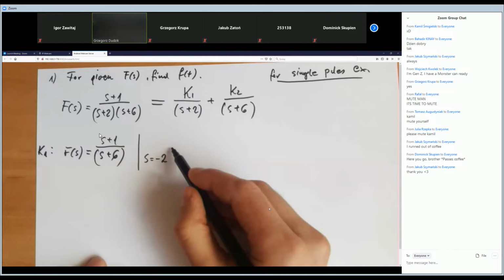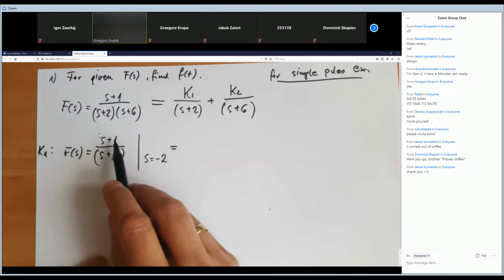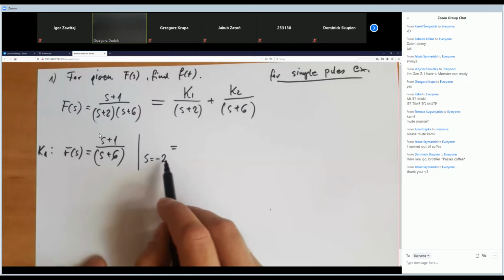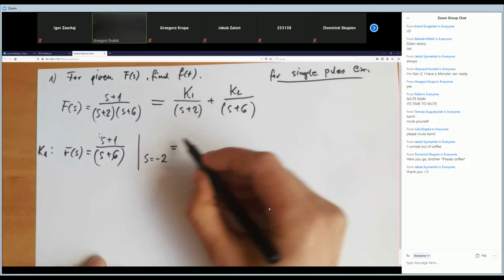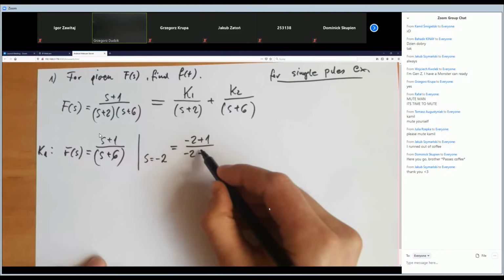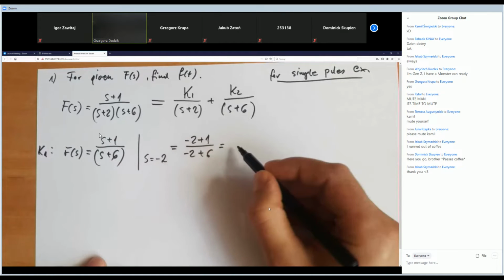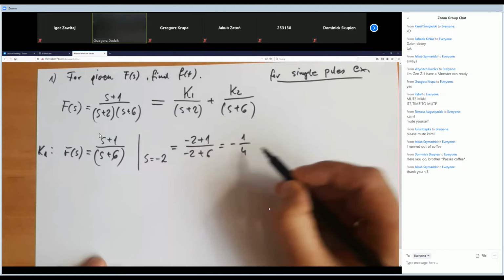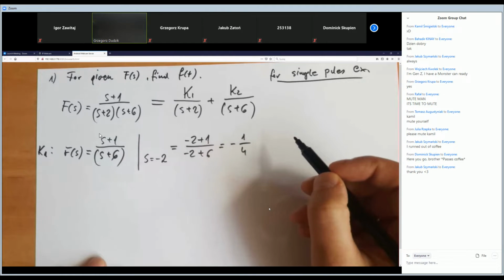So how much is it? s plus 1 over s plus 6, and we substitute s equal minus 2. So minus 2 plus 1 over minus 2 plus 6. As you see, it is minus 1 over 4. So this is our k1.